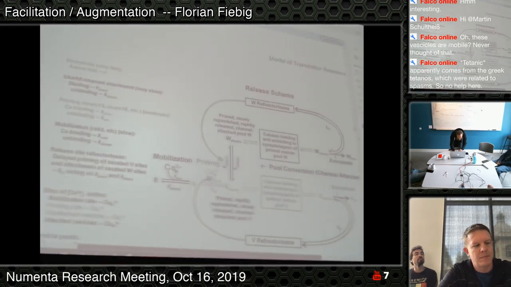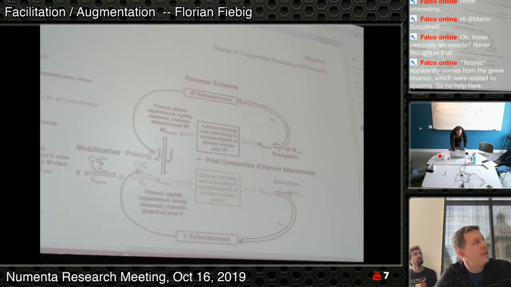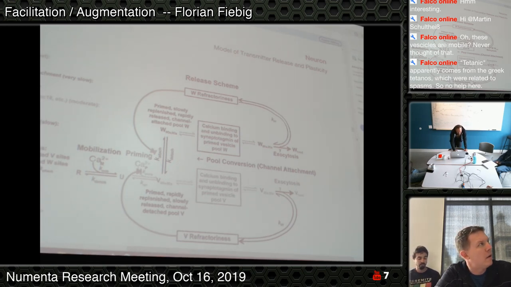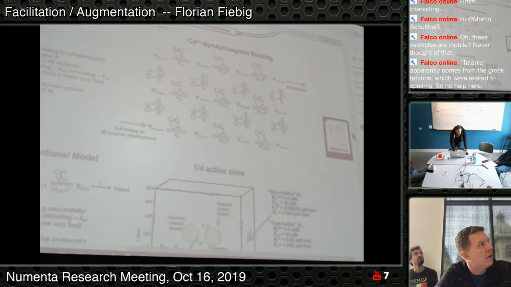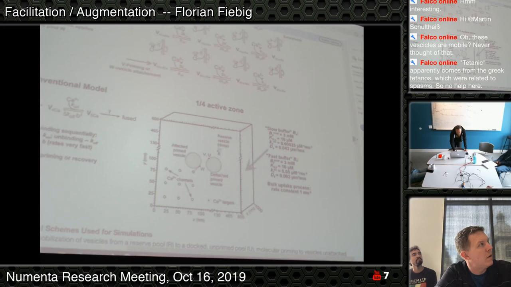So this is a model of what might be happening. You see lots of chemical transitions here with balances of forward and backward reactions, and calcium always seems to play a role. And in order to properly explain things, people build these models of an active zone where they try to simulate a tiny little piece of the membrane and see what is happening there.